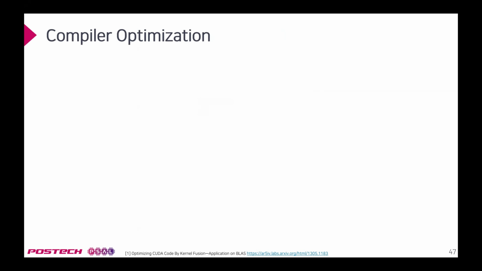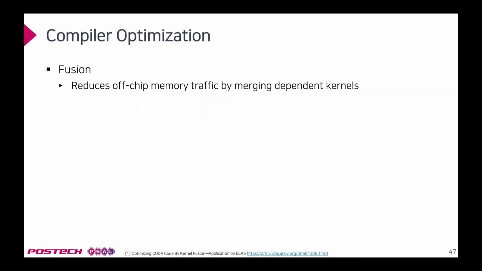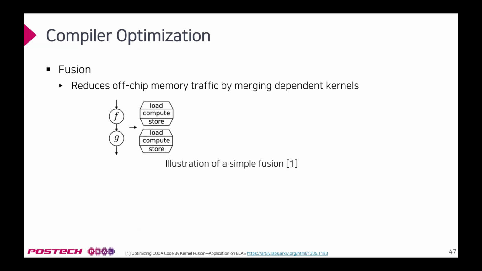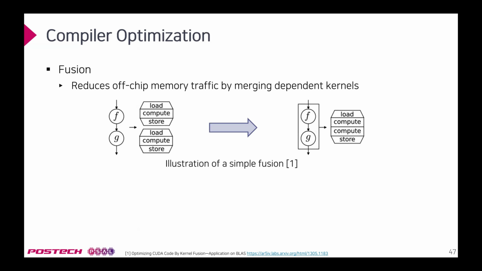Okay, let's move on. Now, let's talk about compiler optimization. PyTorchSim's compiler supports three main categories of optimization. The first is fusion, which reduces off-chip memory traffic by merging dependent kernels into a single kernel. As shown in the diagram, instead of having two separate load-compute-store sequences for operations F and G, fusion combines them into a single load-compute-store sequence, eliminating the intermediate store and loads between the two operations.